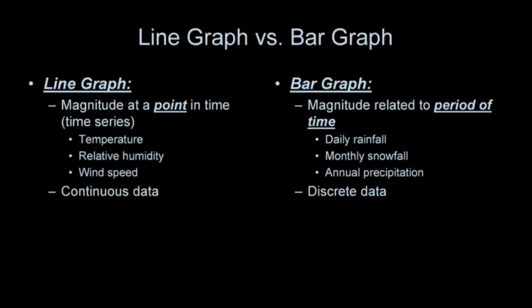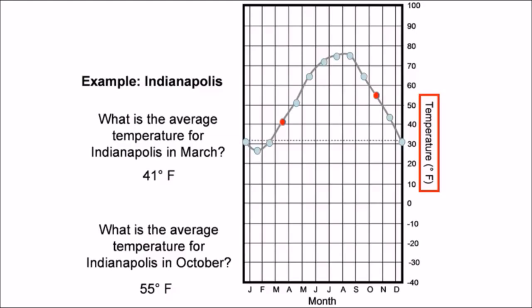And so line graph versus bar graph is something we're going to have to make sure to separate and distinguish going forward. Parts 1 and 2 are going to ask you to create a climograph and then answer questions based on those climographs. What we have here is Indianapolis, just using an example of Indianapolis.